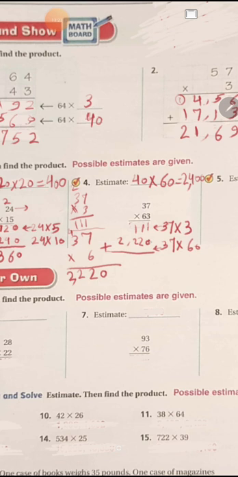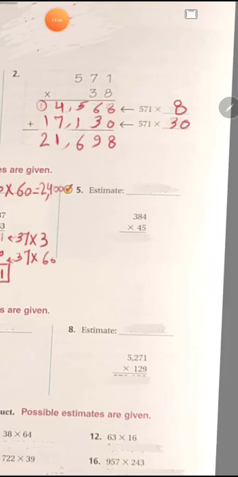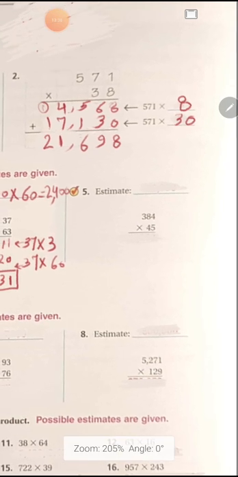Now 1 plus 0 equals 1. 1 plus 2 equals 3. 1 plus 2 equals 3, and I will put this 2. So this is the final answer, 2331, and it's close to the estimate. Now let's find the answer for number 5.